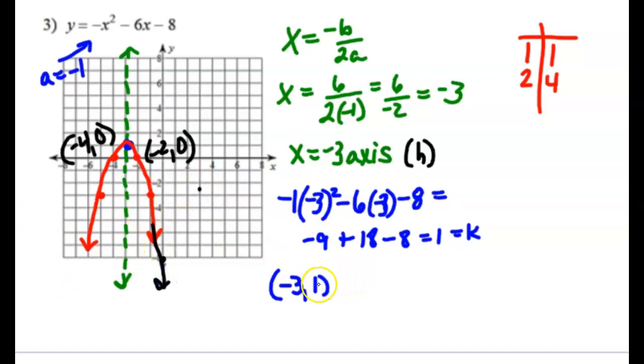How much time do we have left? Okay. Let's try number 5.